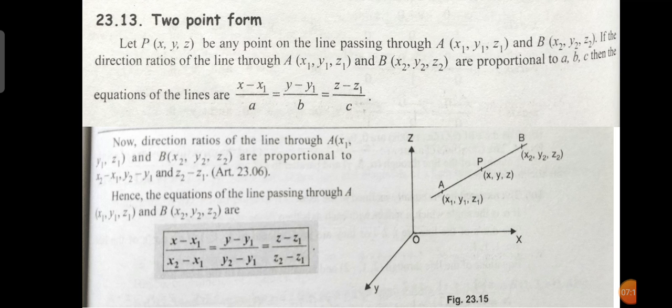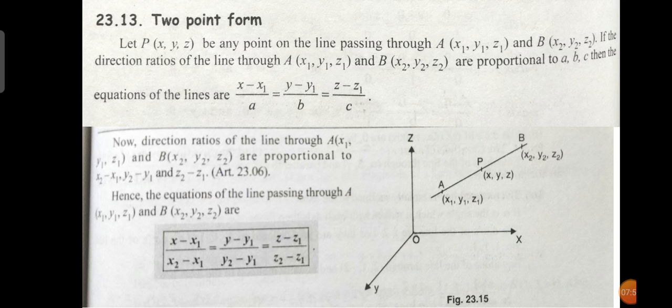Now the direction ratios of the line through A and B are proportional to x2 minus x1, y2 minus y1, z2 minus z1. Then for the equations of the line passing through A and B, you have to substitute a, b and c by x2 minus x1, y2 minus y1, z2 minus z1. So you will get the 2-point form as (x minus x1) by (x2 minus x1), (y minus y1) by (y2 minus y1), and (z minus z1) by (z2 minus z1). This is the important 2-point form.